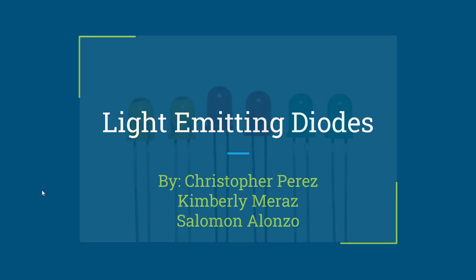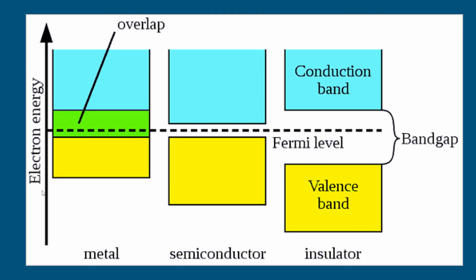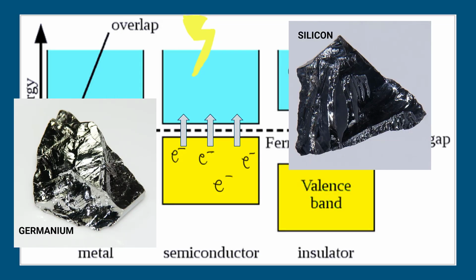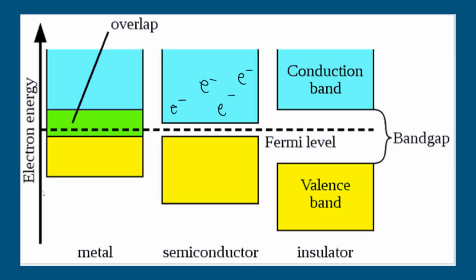Light-emitting diodes, better known as LEDs, are semiconducting light sources that emit light when a current flows through them. So what are semiconductors? Semiconductors are materials whose conductivity lies between that of a metal and an insulator. In semiconductors, the band gap is small enough that it can be bridged by some sort of excitation. In the case of LEDs, the excitation is the current, which leads valence electrons to excite to the conduction band.